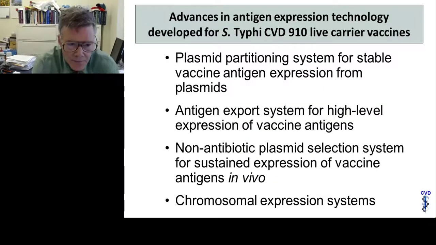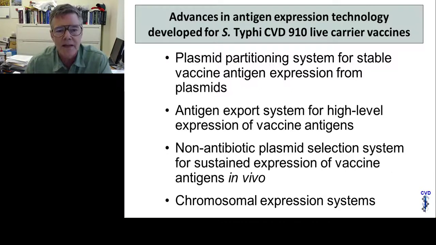Okay, so this slide is going to frame the rest of the presentation today. So we have a vaccine strain, but we now have to get all of the appropriate antigen expression technology into place in order to develop a carrier vaccine from CVD910, the parent vaccine strain. So what do you need to develop? What kind of expression technology do you need?